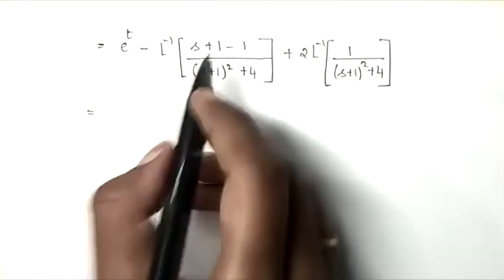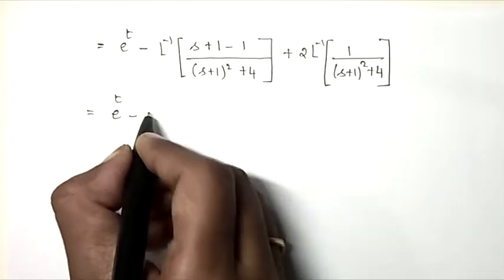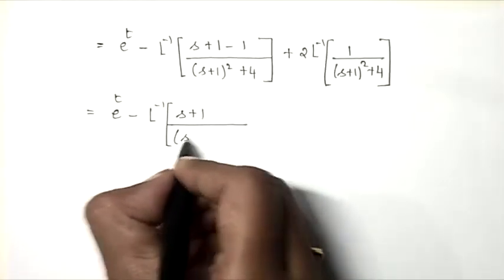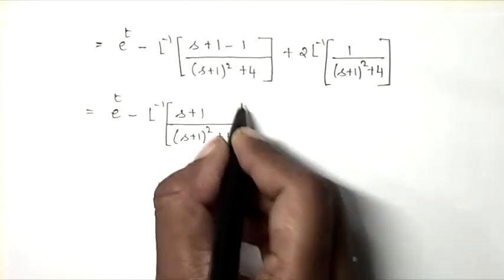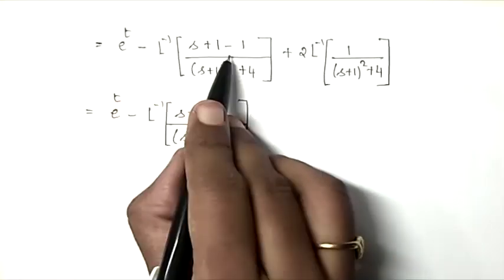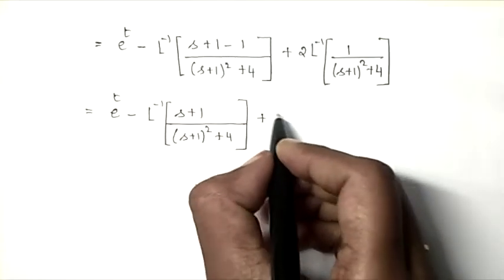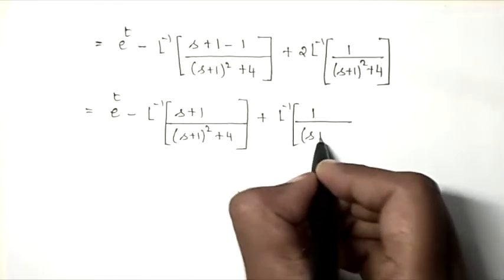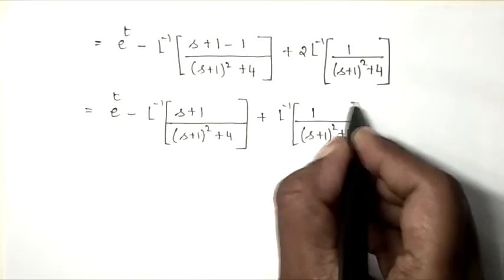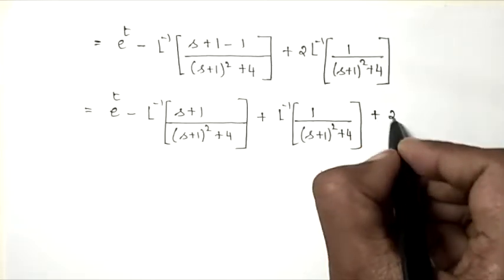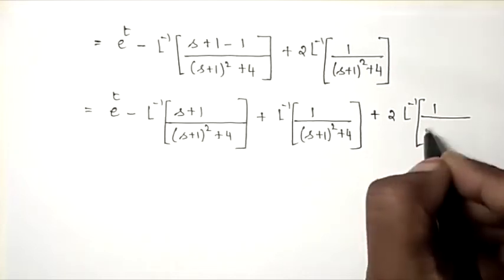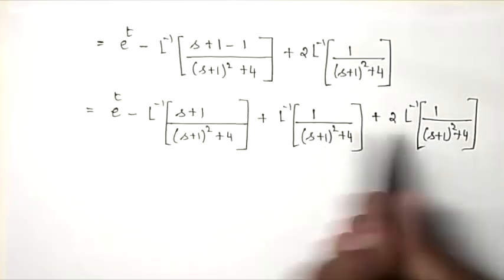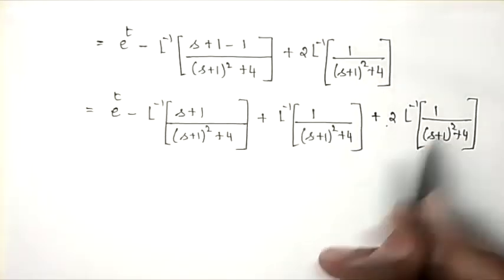I'll again split this term: e power t minus L inverse of (s plus 1) divided by ((s plus 1) the whole square plus 4). Minus of minus makes it plus 1 times L inverse of 1 by ((s plus 1) the whole square plus 4) plus 2 times L inverse of 1 by ((s plus 1) the whole square plus 4). These two terms are the same, so I can write 2 plus 1, it's 3 times the same term.